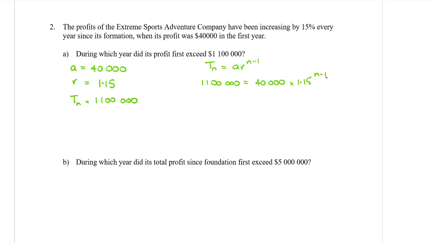So let's solve the equation. First thing to do? Not yet, can't do that while there's something in the way. The 40,000's in the way. Divide your 40,000 away first, and you get 27.5. Now you can do your sliding base. So n minus 1 equals log base 1.15 of 27.5. Okay, typing it in.